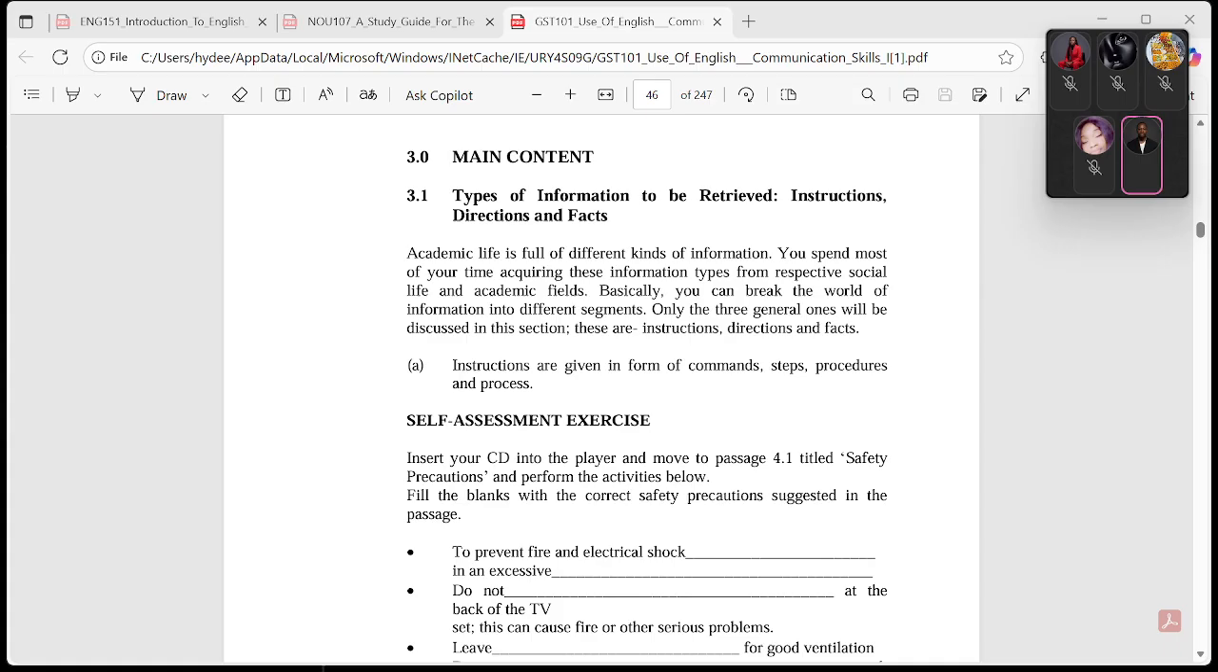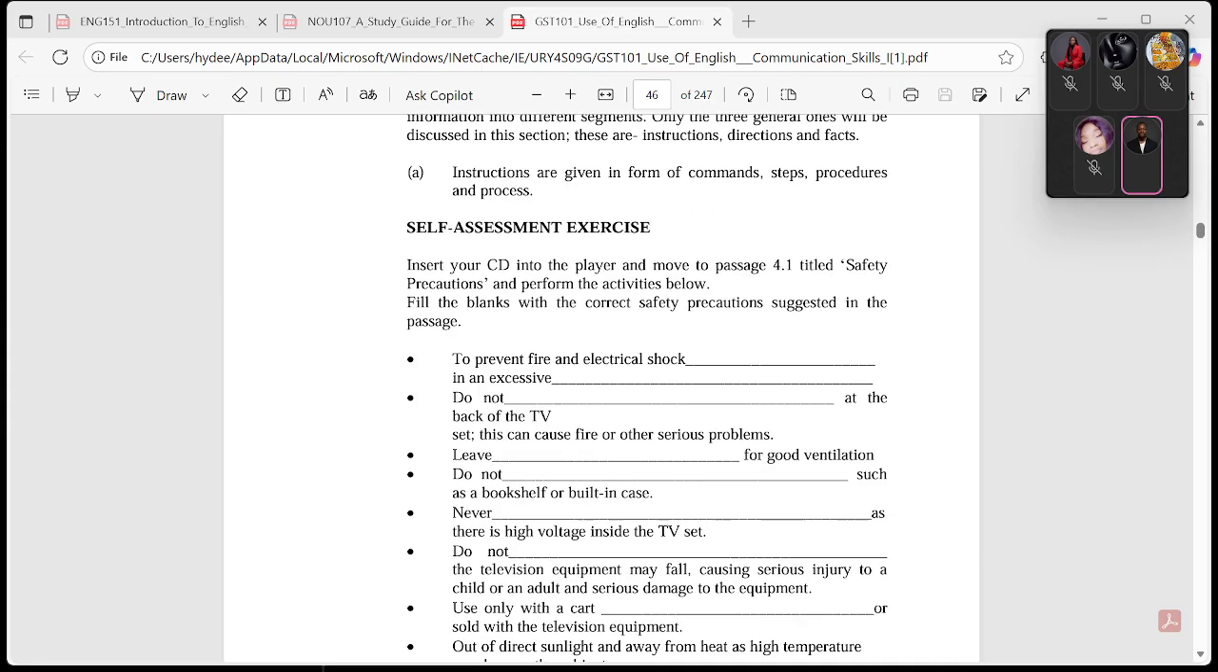so the first one is instructions, and for the instruction aspect, your forms are given as commands, but for the direction aspect, your forms are given as location, situations, place, time, how to get there, and all that, or steps to be taken to get to a particular place. So, what are the cues you get from directions?